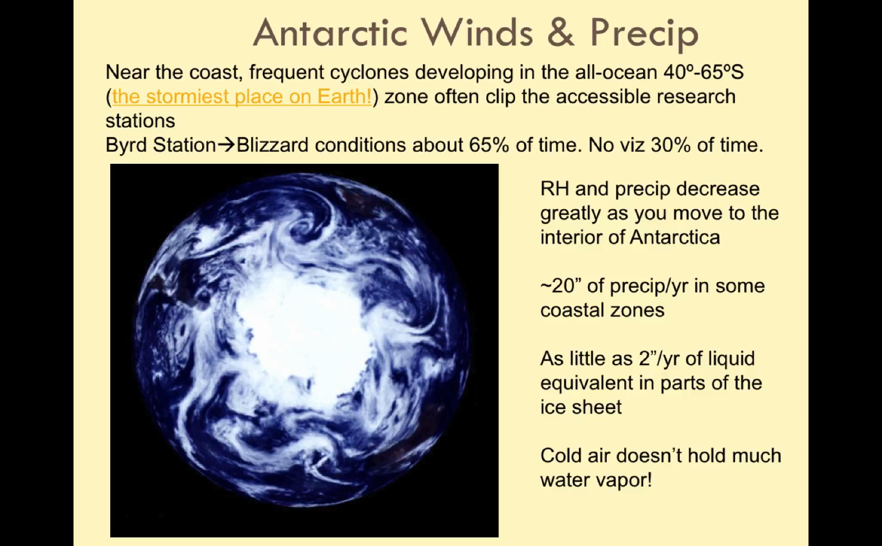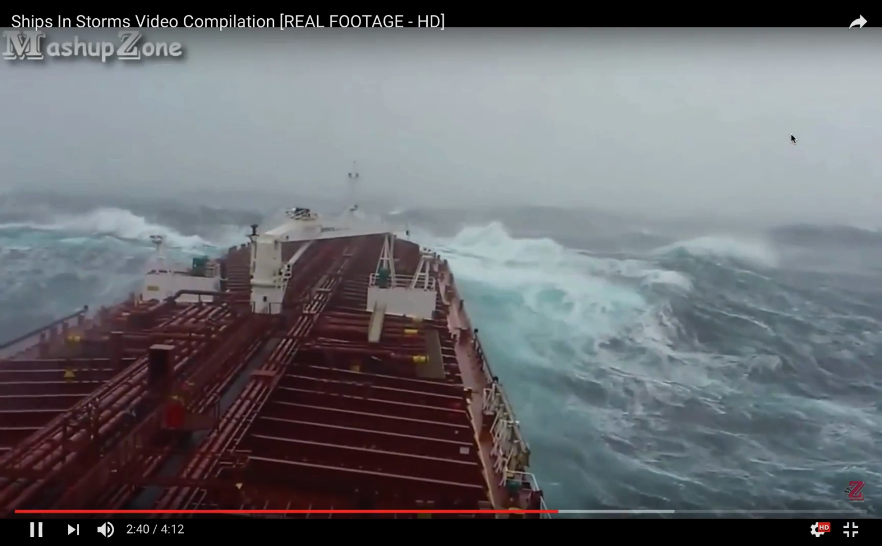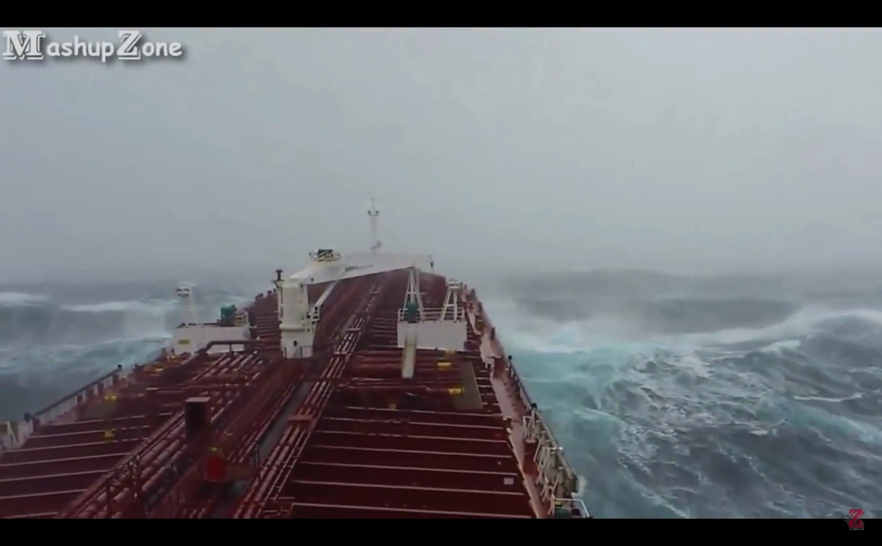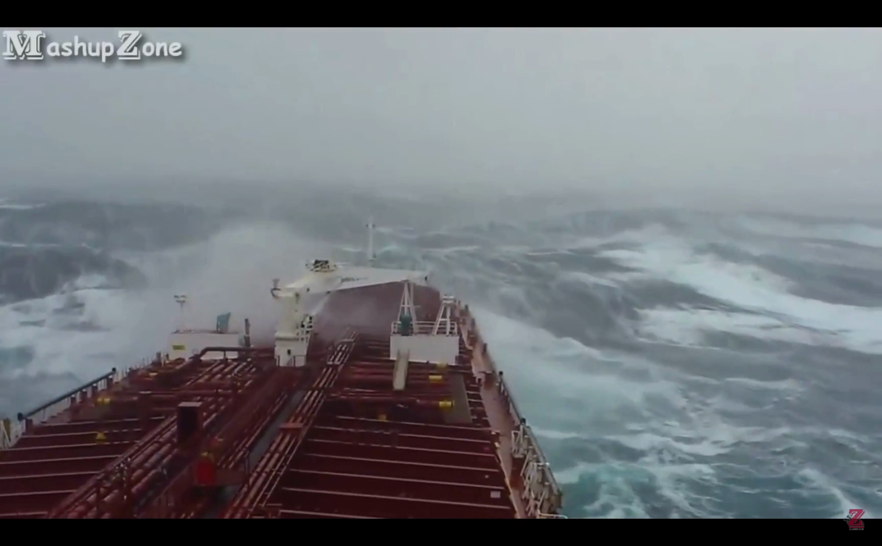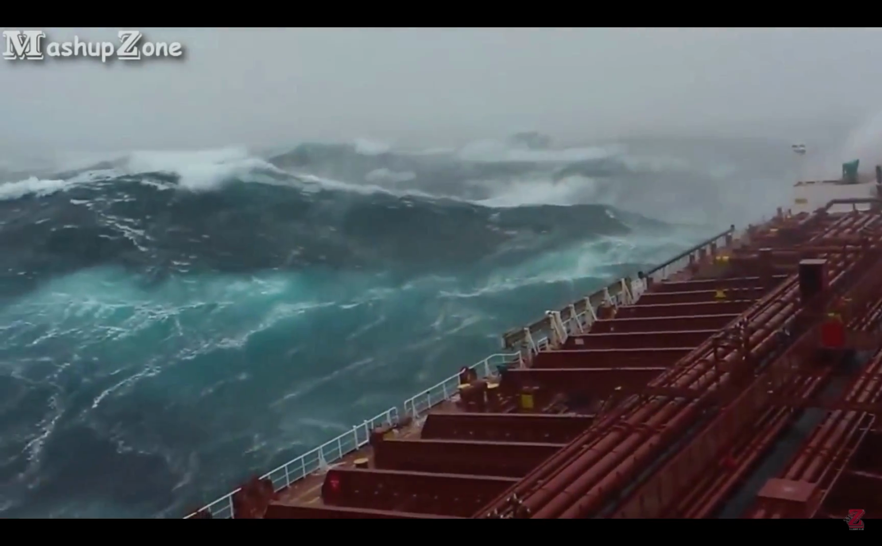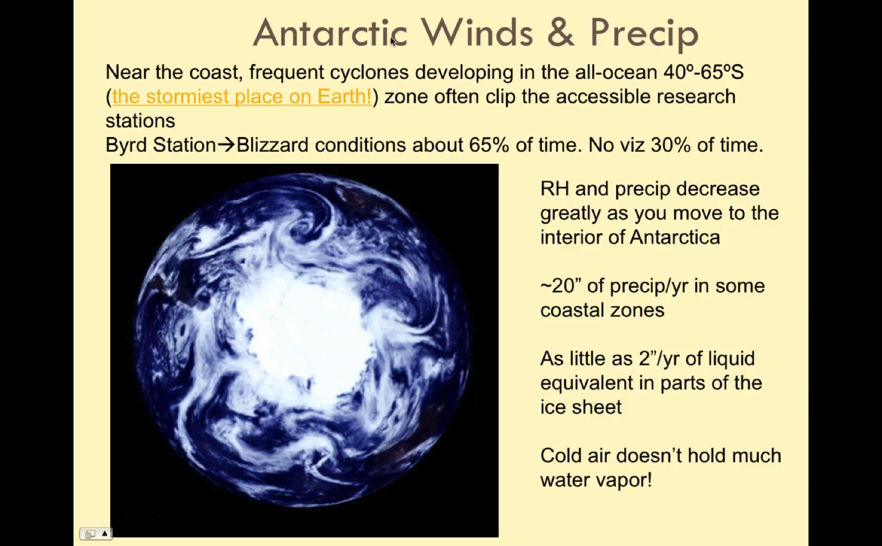Near the coast in Antarctica, frequent cyclones develop in the all-ocean 40 degrees to 65 degrees south zone, and they often clip the accessible research stations around there. Here's just a quick example of some of the waves you see in the Southern Ocean. The storms are pretty incredible. Byrd Station is one of these research stations on the coast. They report blizzard conditions about 65% of the time. There's no visibility whatsoever about 30% of the time.